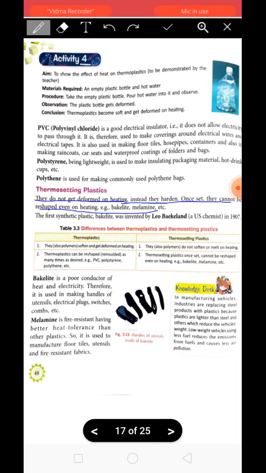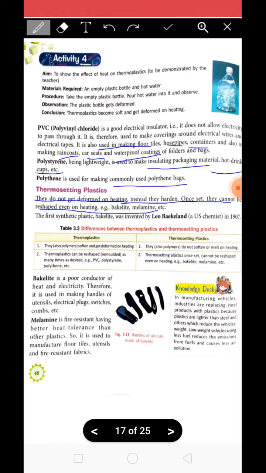The thermoplastic has been used for many purposes, like PVC is used for making floor tiles, hose pipes, containers. Also making raincoats, car seats, waterproofing coating, etc. Now polystyrene is used for making insulating food packaging material, hot drink cups, etc. Now polythene is used commonly for carrying material. As we have used polythene bags, polythene is used to prepare polythene bags.